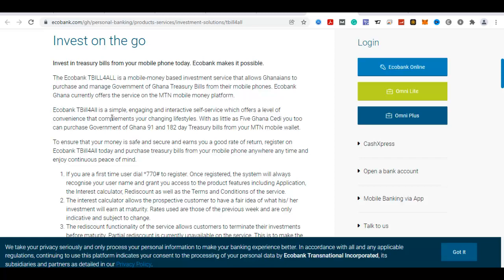So Ecobank TBILL4ALL is a simple, engaging, and interactive self-service which offers a level of convenience that complements your changing lifestyles. With as little as 5 Ghana Cedis, you too can purchase Government of Ghana 91 and 182-day treasury bills from your mobile money wallet. To ensure that your money is safe and secure and earns you a good rate of return, register on Ecobank TBILL4ALL and purchase treasury bills from your mobile phone anywhere and anytime, and enjoy continuous peace of mind.